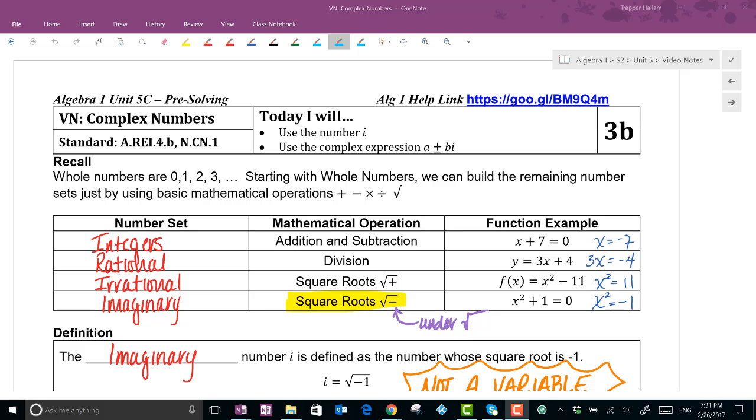What is a complex number? If that's new to you, you should have never seen this before. Complex, does that mean that it's a lot of work? No, actually it's not. It's something that's fairly easy for us to take care of.